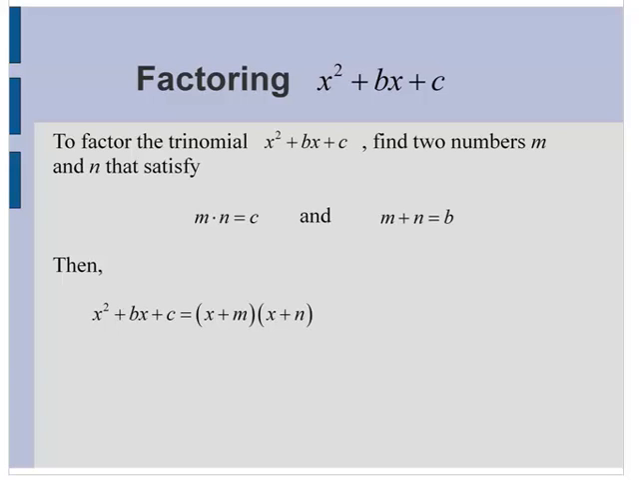So remember, going from there to there, this is called factoring, because we've written it as a product. So let's see several examples.